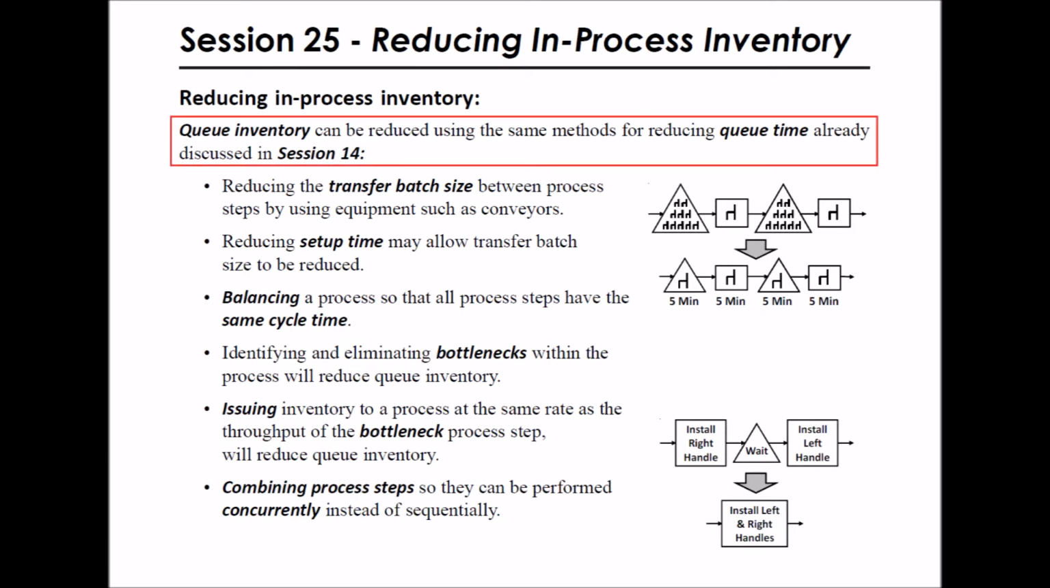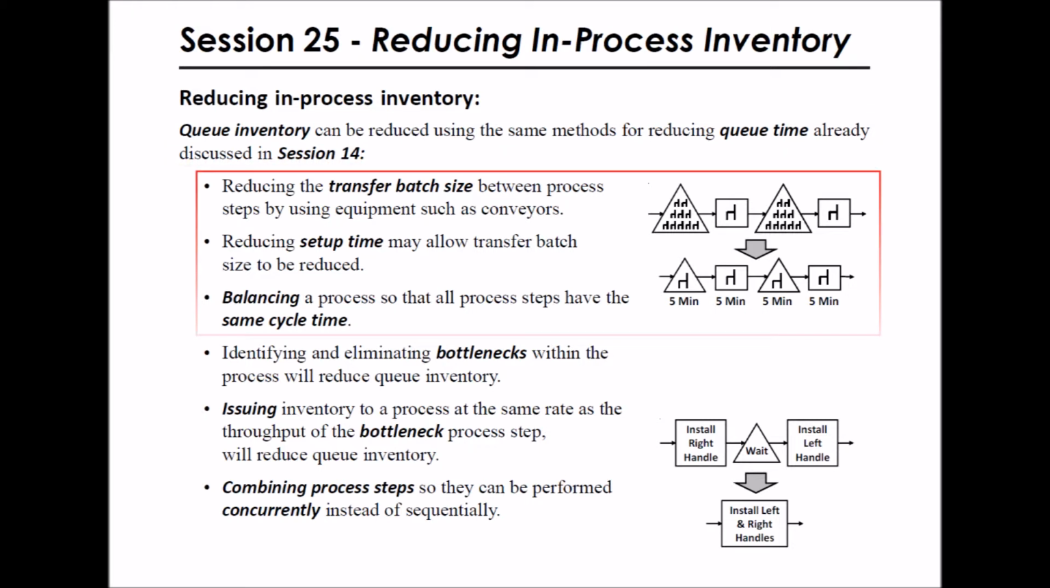Queue inventory can be reduced using the same methods for reducing queue time already discussed in session 14. Reducing the transfer batch size between process steps by using equipment such as conveyors. One of the justifications for large batches is to reduce the number of setups. So, reducing setup time may allow transfer batch size to be reduced. In other words, reducing the cycle time of setup by 1/2 may allow batch size to be reduced by 1/2.